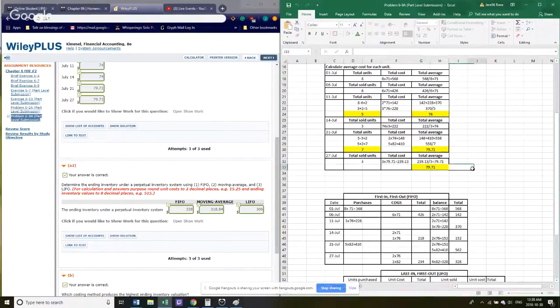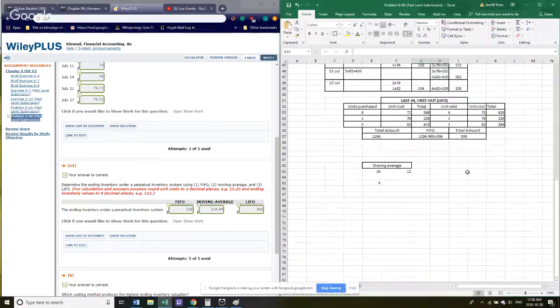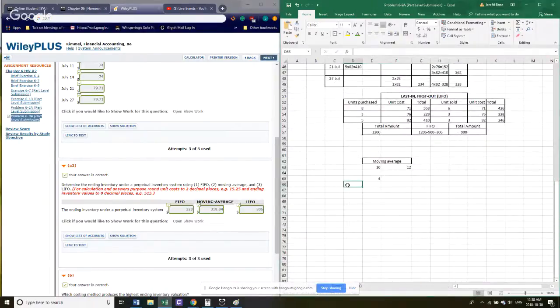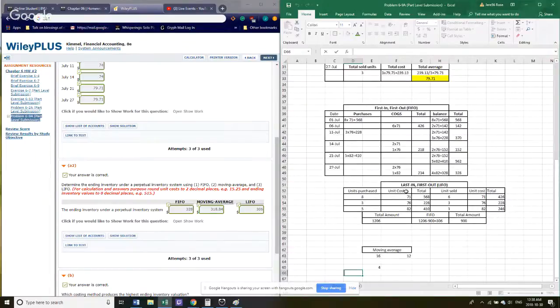Oh, sorry. So I'm going to copy that number and put it right here, and it's not working. Anyways, I'll type it in. 0.71, and then let's do the equal sign, you want to times that by 4, which will give you 318.84, which is the moving average.